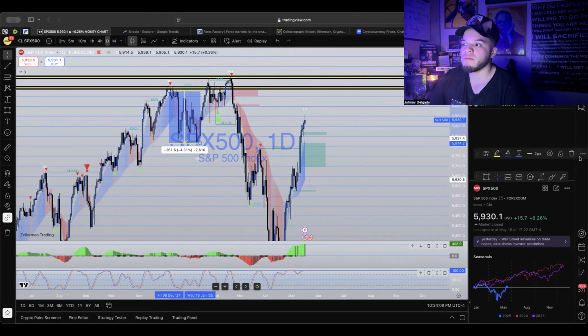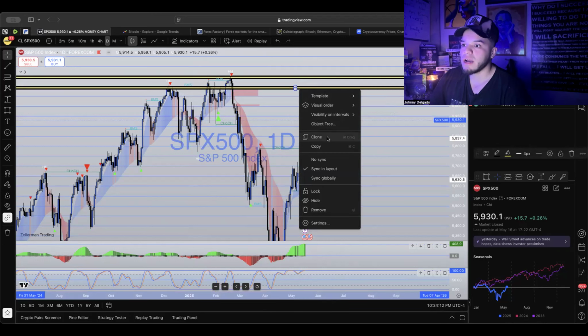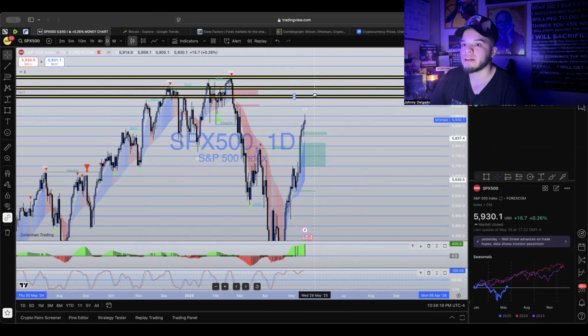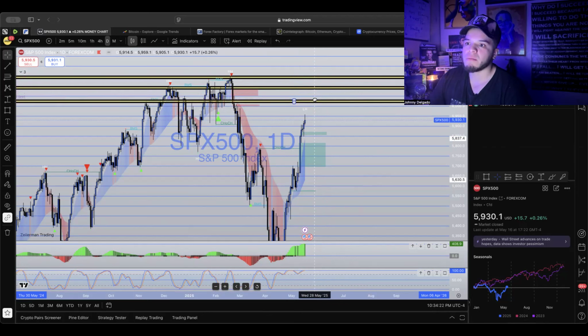So from that aspect, again, the same thing. I'm going to right click my mouse, click clone, and then this is going to pop up. I'm going to scroll down and look all the way down. Now, I don't want to make my zones too spread out, but again, I want to make it pretty much identical.